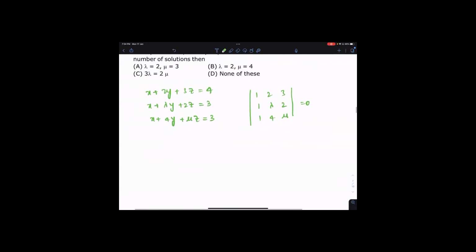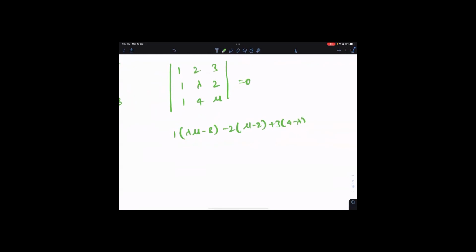So what do we get? We get some big equation like 1 into (lambda mu minus 8) minus 2 into (mu minus 2) plus 3 into (4 minus lambda) equals 0. So lambda mu minus 8 minus 2 mu plus 4 plus 12 minus 3 lambda equals 0. So we're getting lambda mu minus 2 mu minus 3 lambda, 12 plus 4, 16 minus 8 plus 8 equal to 0. Something like this we are getting.